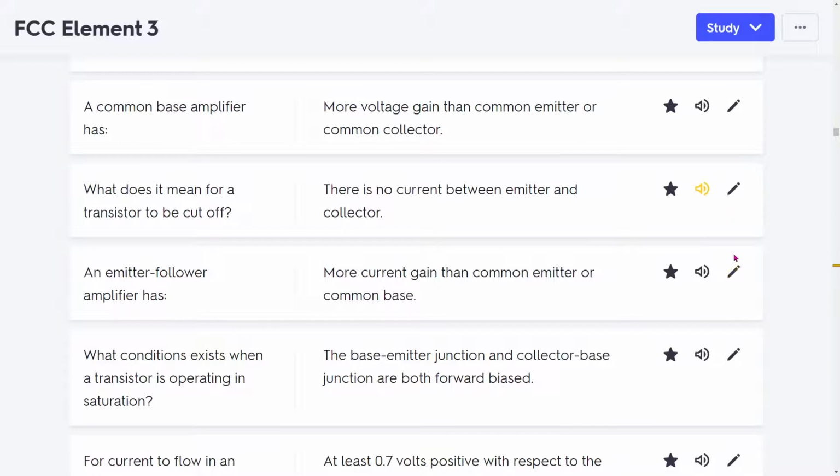What does it mean for a transistor to be cut off? There is no current between emitter and collector. An emitter follower amplifier has more current gain than common emitter or common base. What conditions exist when a transistor is operating in saturation? The base emitter junction and collector base junction are both forward biased.